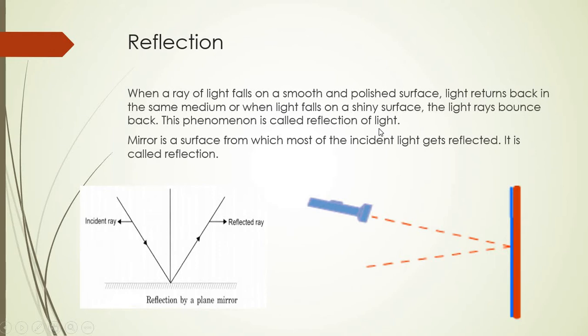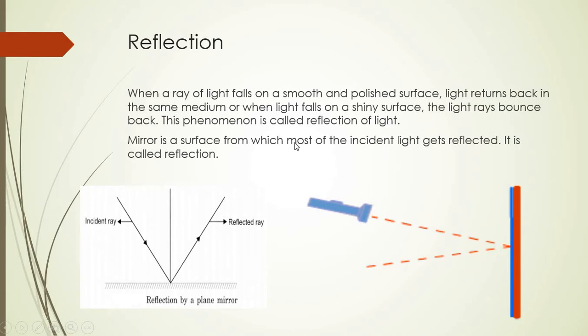Whenever the light rays fall on a smooth and polished surface, that surface returns the light back in the same medium, and that bouncing back of light is known as reflection. Whenever light rays fall on a smooth or polished surface, light returns back into the same medium. When light falls on a shiny surface, it bounces back into the same medium.